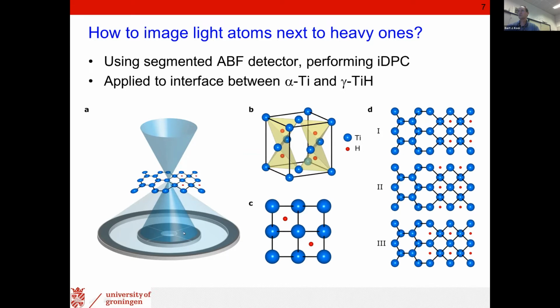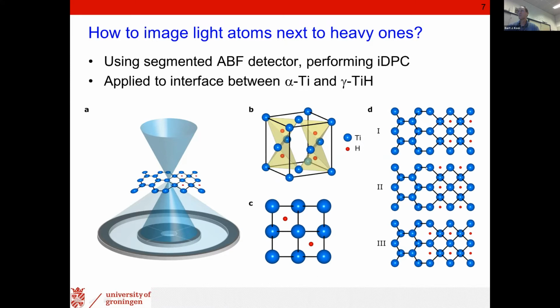And the way we do that is by using four segmented detectors. In a smart way, we combine the signals from, for instance, opposite detectors, and then use a difference signal to come up with a proper signal which we can interpret. So the measurement technique alone is not sufficient. You also need a very good sample.